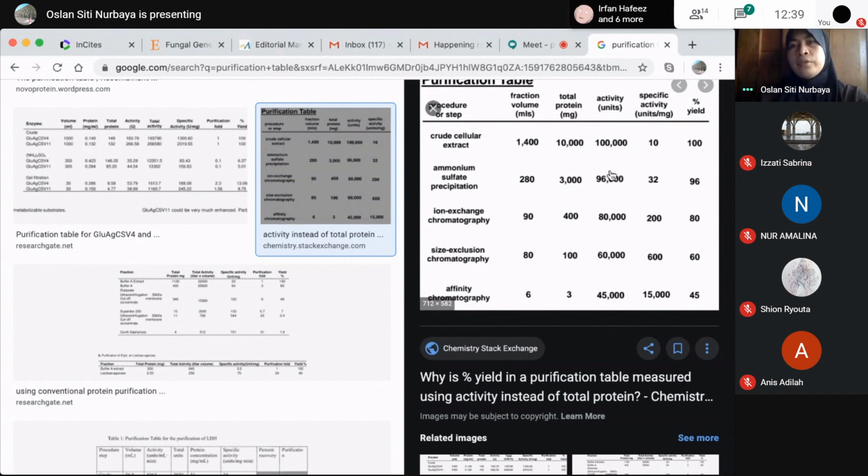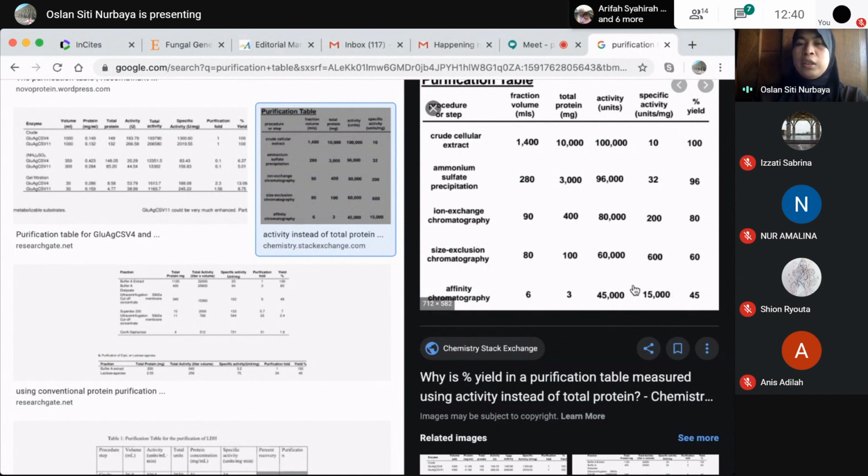Start to extract again. Proceed with the first step, second step, third step, fourth step. And also bear in mind that every time you include an additional step, the price will be really high. As you increase the number of purification steps, every unit of your protein becomes really expensive.